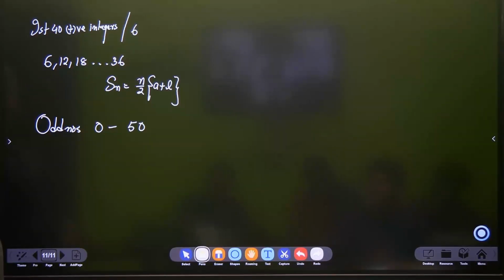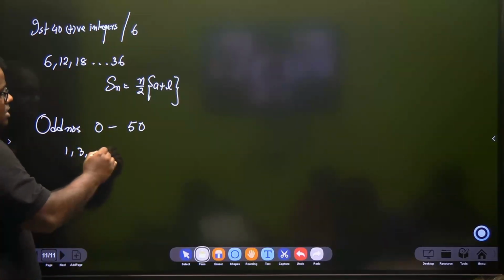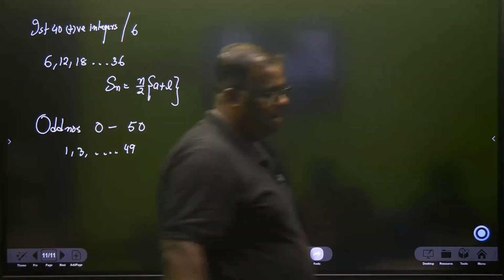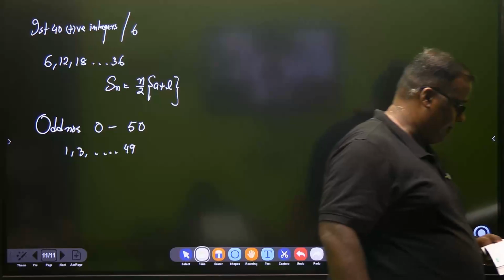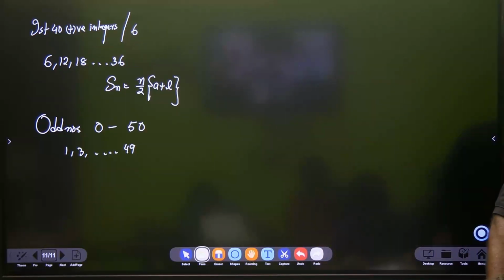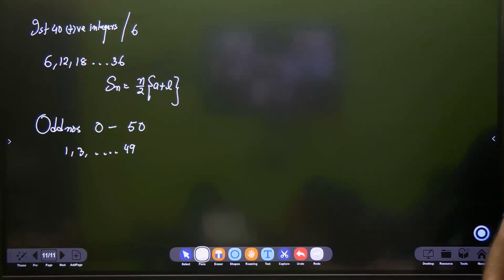Odd numbers, 0 to 50, you need to sum up. So the series starts from 1, 3 and ends at what? 49. Yeah, sum of all these numbers. So you know the common difference is 2. The first term is A, the last term is 49. So you can find out n.